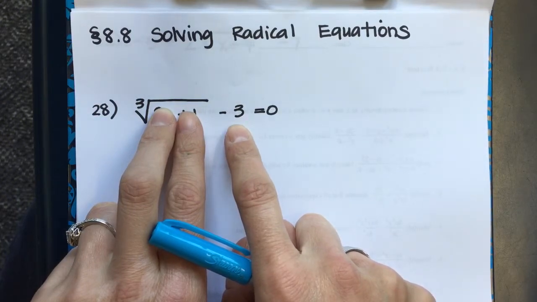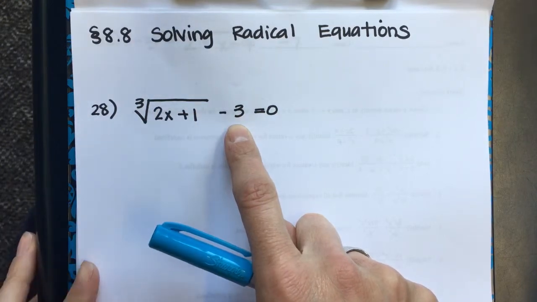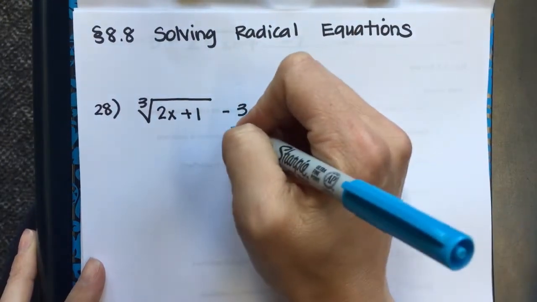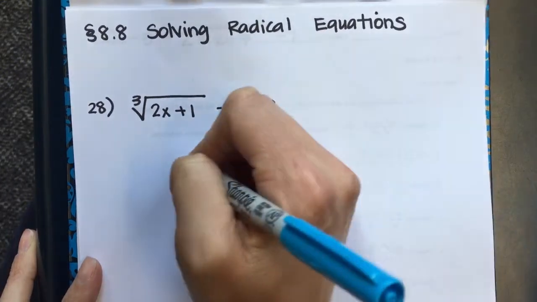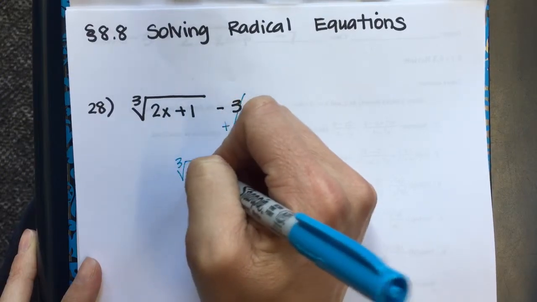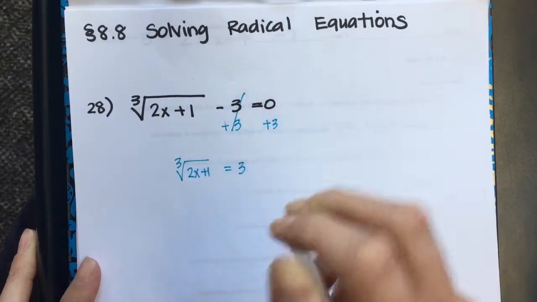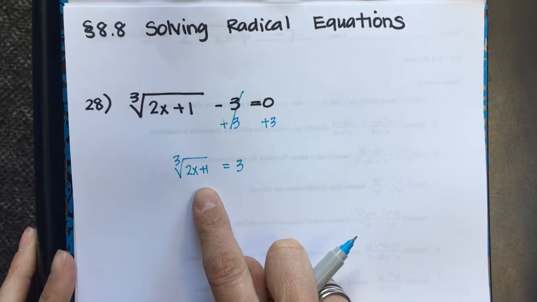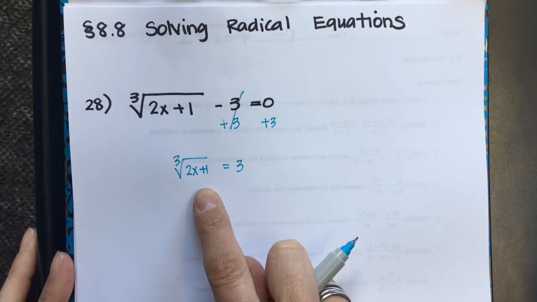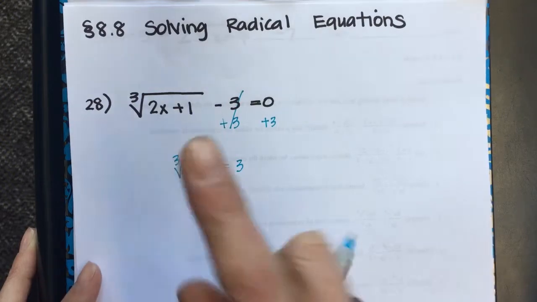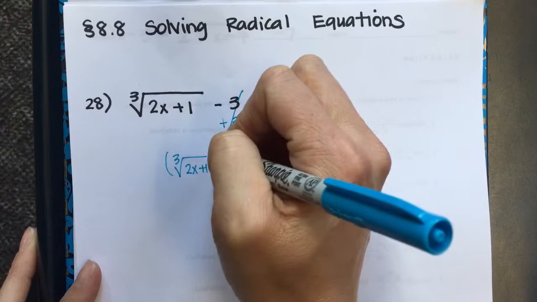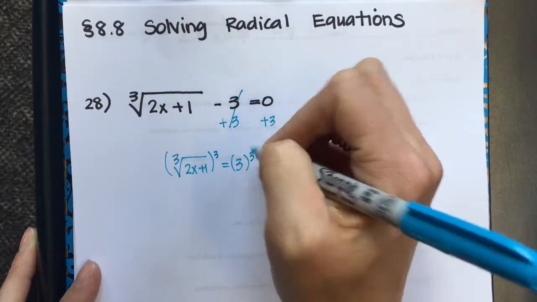This has -3 that is after the radical. We're going to move it to the other side by adding 3 to both sides of the equation. Once we've isolated it, we need to raise both sides to a power in order to cancel out the radical. And to decide what power we're going to use, we look at the root. If this is a third root, then I will use a third power to cancel it out. So I'm going to raise both sides of this equation to the third power.